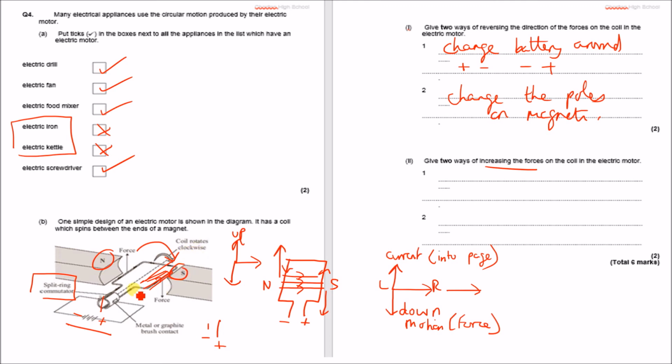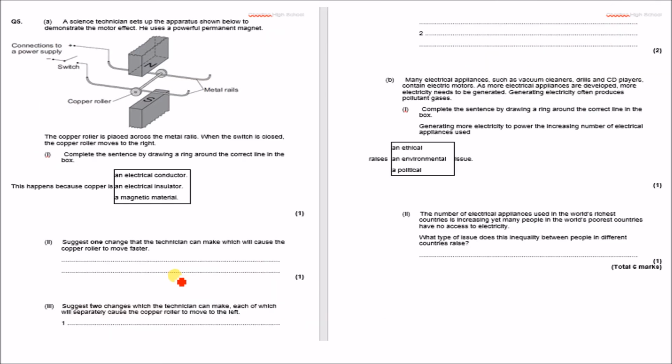Lots of different things. If we had a greater area of the coil cutting through the field lines, then that would also give a greater force. So any of those things is going to increase the size of the force that's acting on the coil.